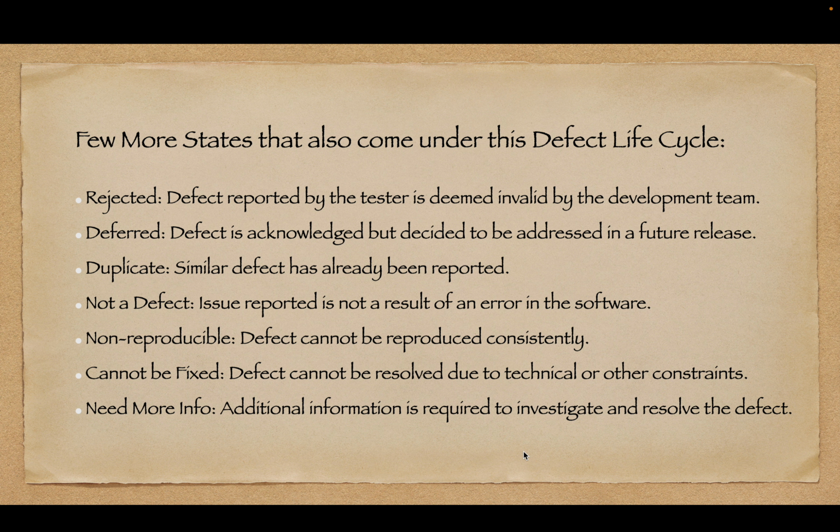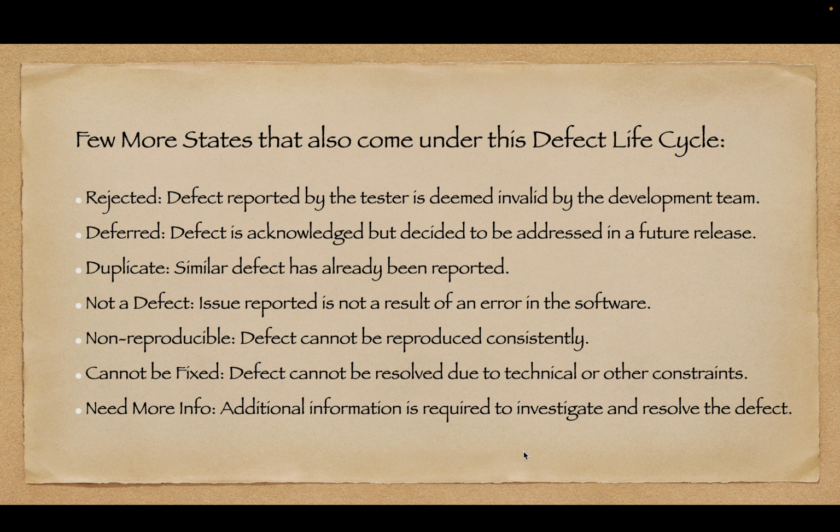Next status is duplicate. Sometimes it may happen that a defect is repeated twice, or the defect is the same as another defect, then it is marked as duplicate, and the defect is rejected. The next status is not a defect. If the defect has no effect on other functions of the software, then it is marked as not a defect state and it is rejected.